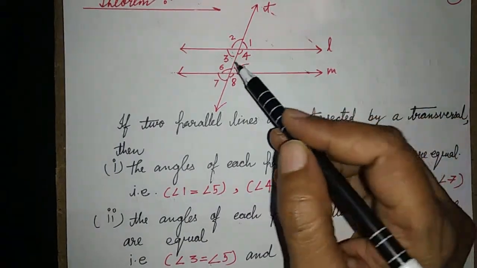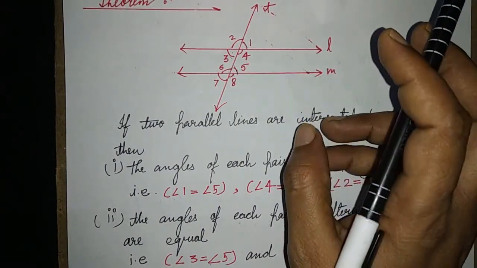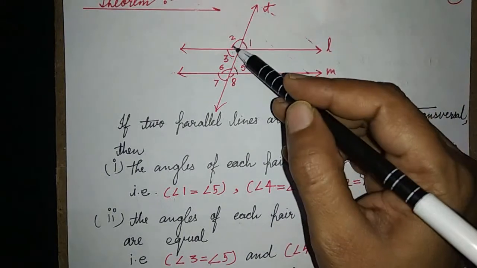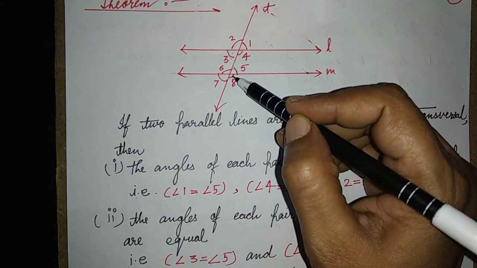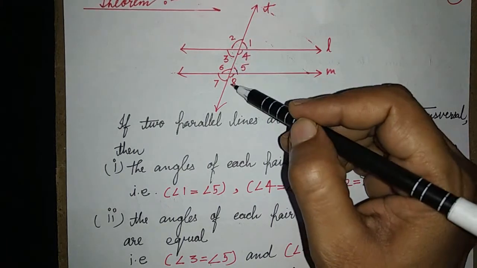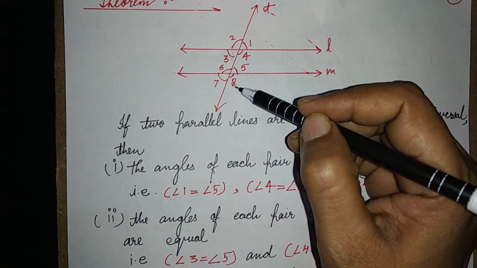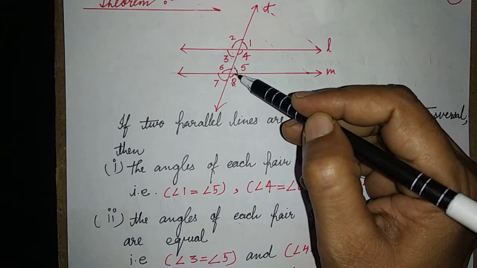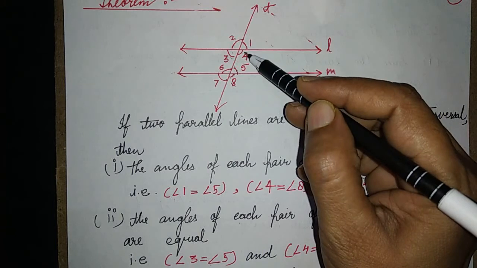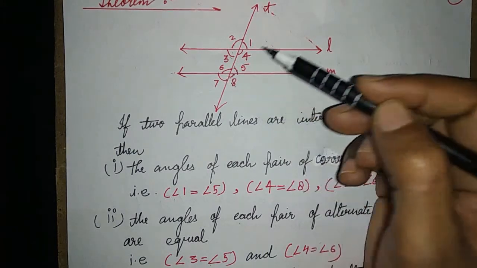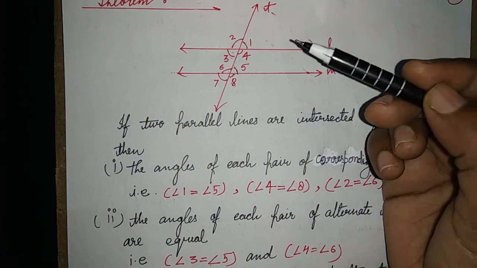Now the third thing, alternate exterior angles are also equal. Now see angle 2 and angle 8. They both are alternate exterior angles and they are equal in measure also. Angle 2 is equal to angle 8 and alternate exterior angle 1 is equal to angle 7. Okay.